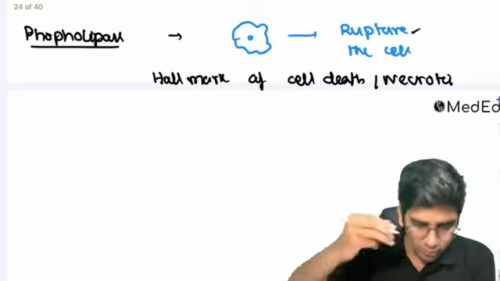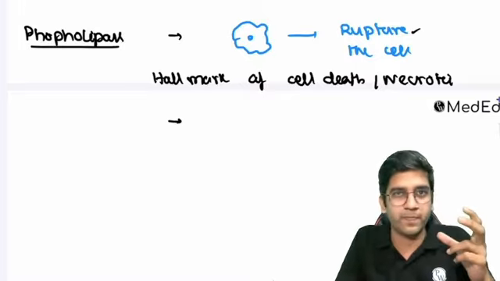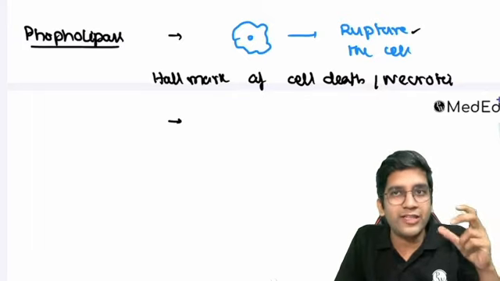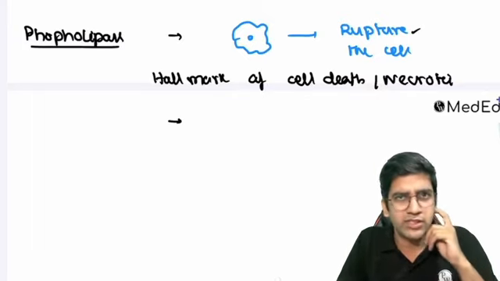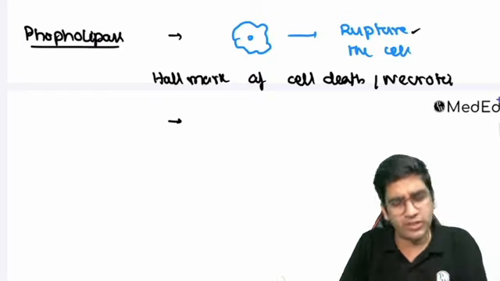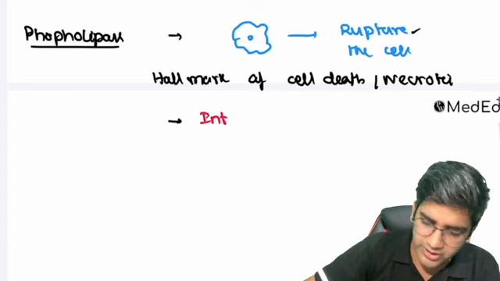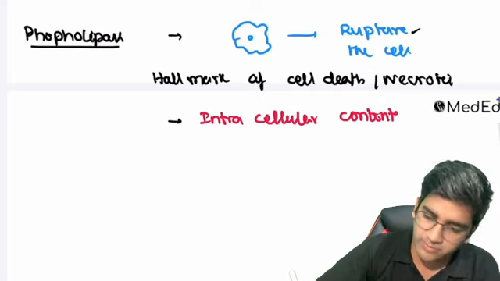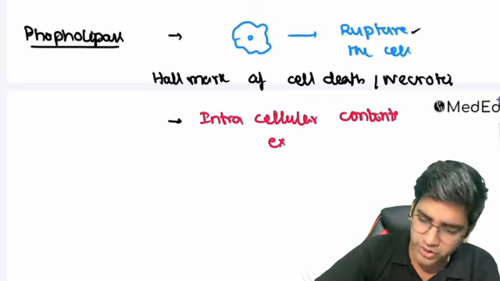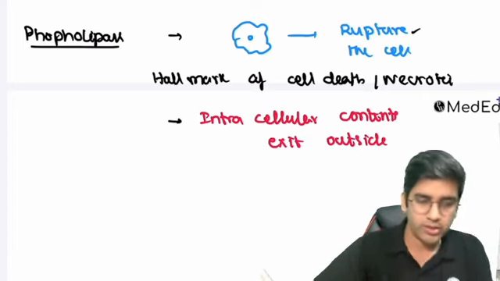Next question. I'm going to extrapolate more with this point only. My cell membrane is ruptured. Am I right in saying that all the contents inside the cell will come outside? Yes or no? Any contents inside the cell will come outside, right? So because of the cell membrane rupture, my intracellular contents will exit outside. It's a very simple logic, right? They will leak outside.